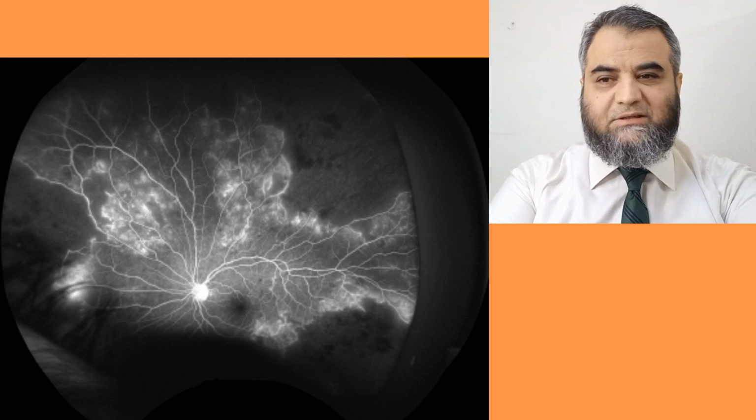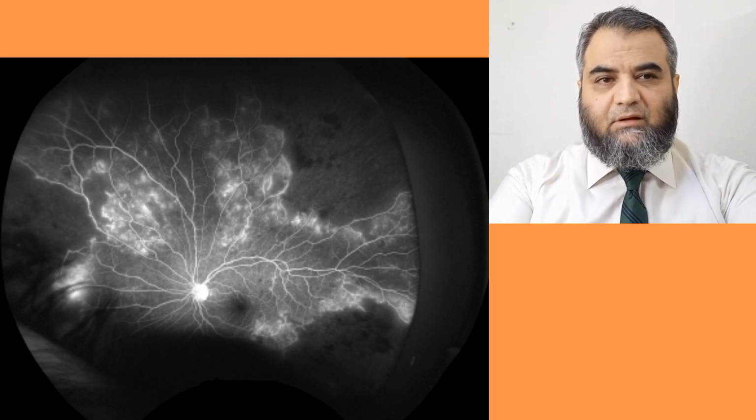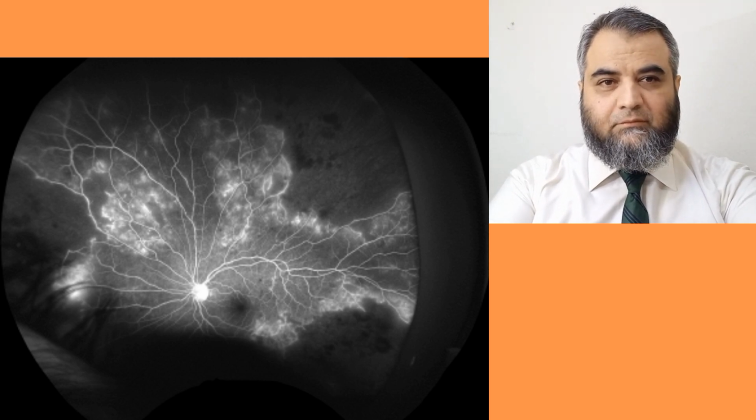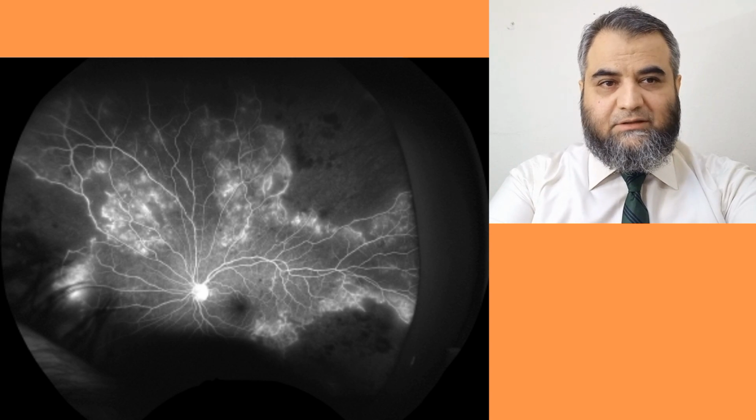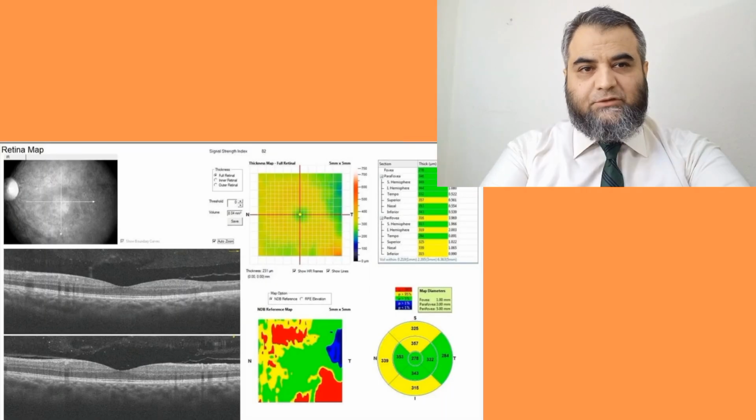In this stage, there is extensive leaking, and in all sections later on, the dye is going into the retina. These vessels are inflamed, and they cannot hold the dye now, and it is leaking into the retina. Hyperfluorescence. But surprisingly, you see that there is no macular edema, no intraretinal or subretinal fluid, and the macula is dry in the left eye.